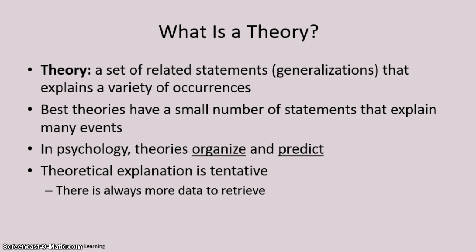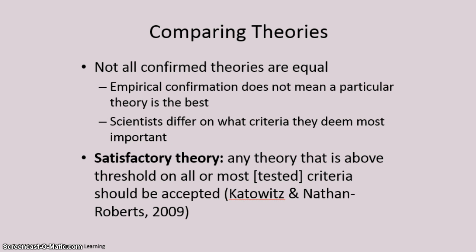Is it a good theory? How many generalizations exist? Does it help us organize and predict behavior? Let's take a look. If we try to compare all the different theories, they're not all equal. So if we confirm a theory, it doesn't necessarily mean that it's the best theory. So empirical confirmation, this is what we do with the scientific process. Particularly scientists, psychologists will differ on what is most important. And so what seems to be really helpful is using the satisfactory theory to help us understand this.